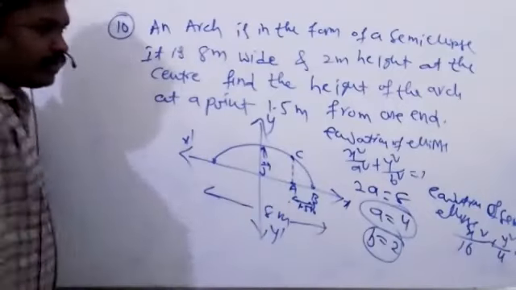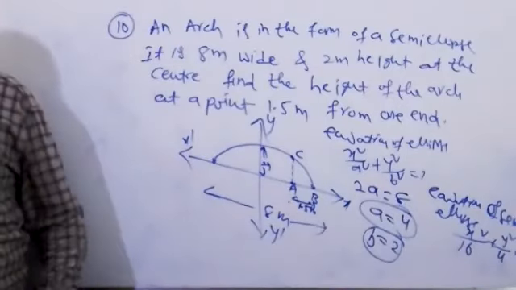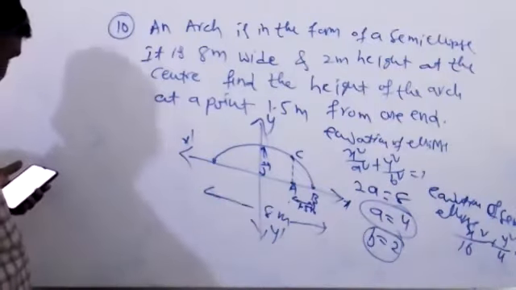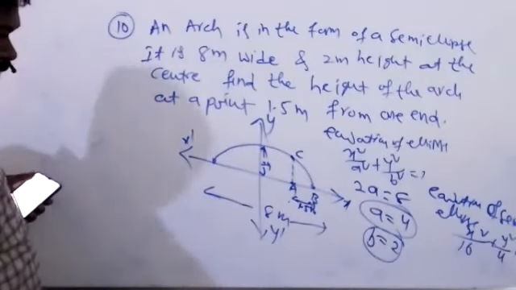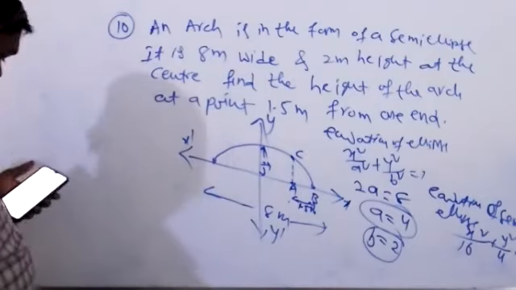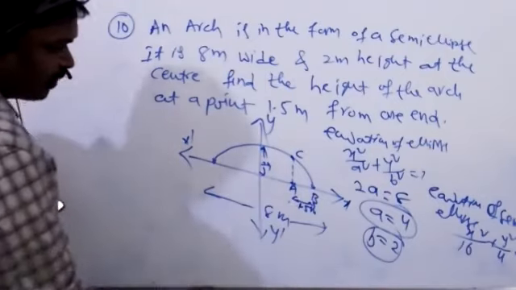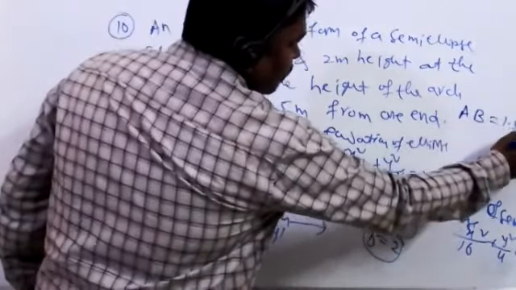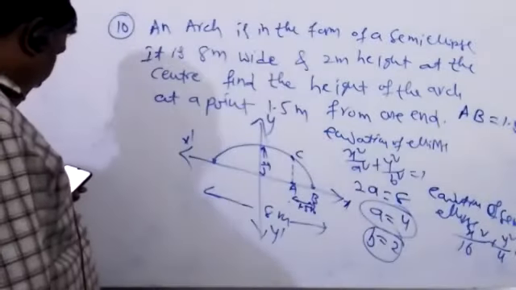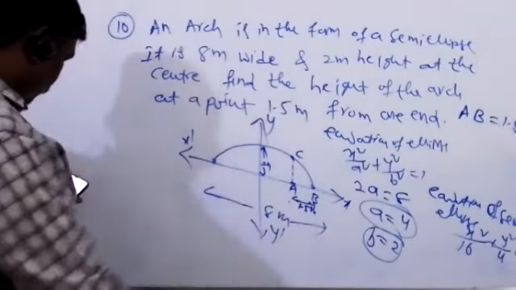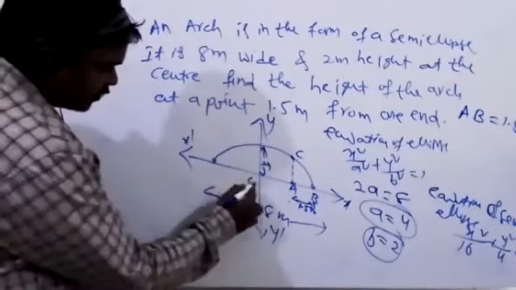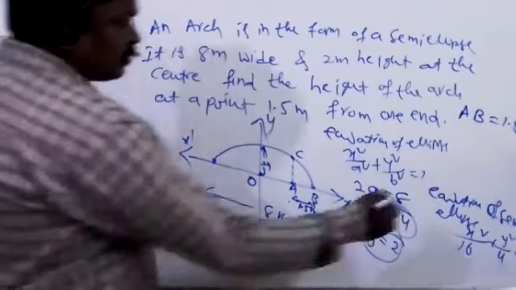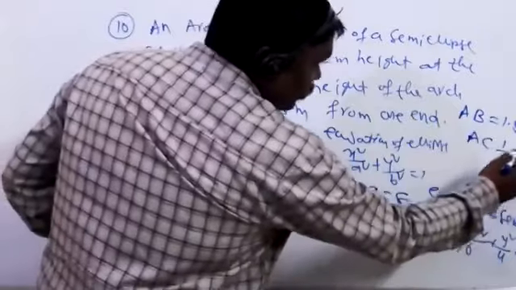Then let A be the point on the major axis. AB is equal to 1.5, and AC is perpendicular to OB. This is O, the center O.